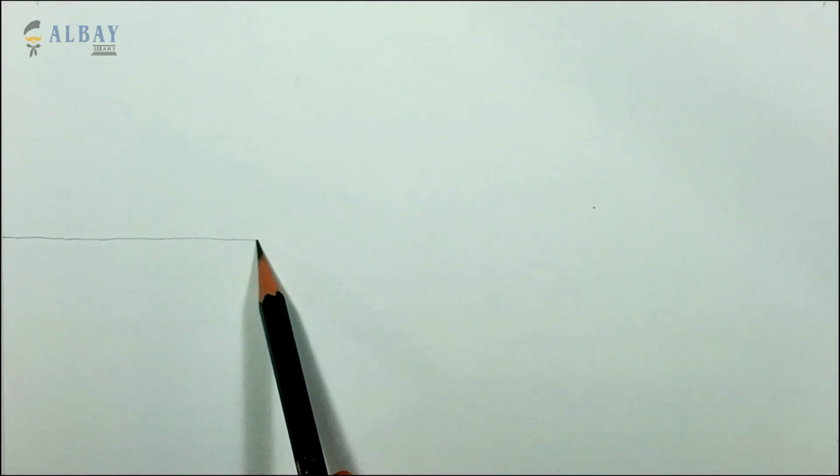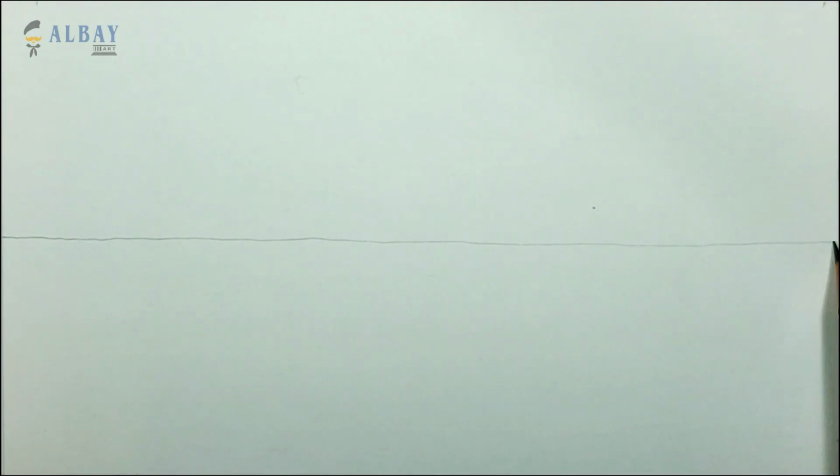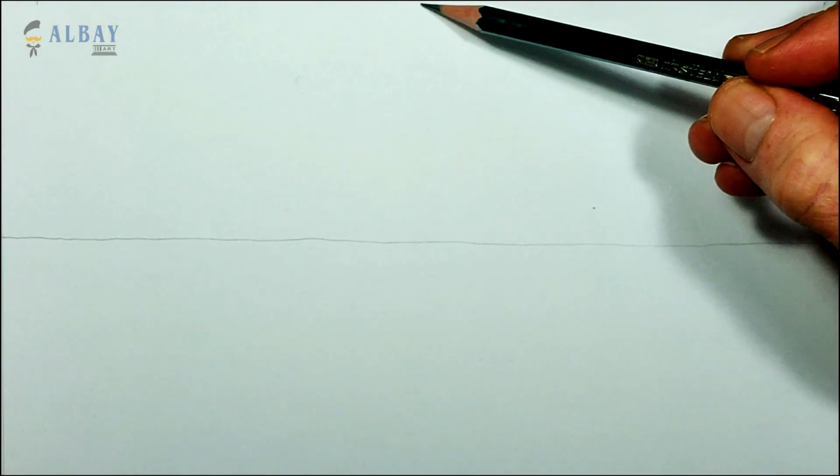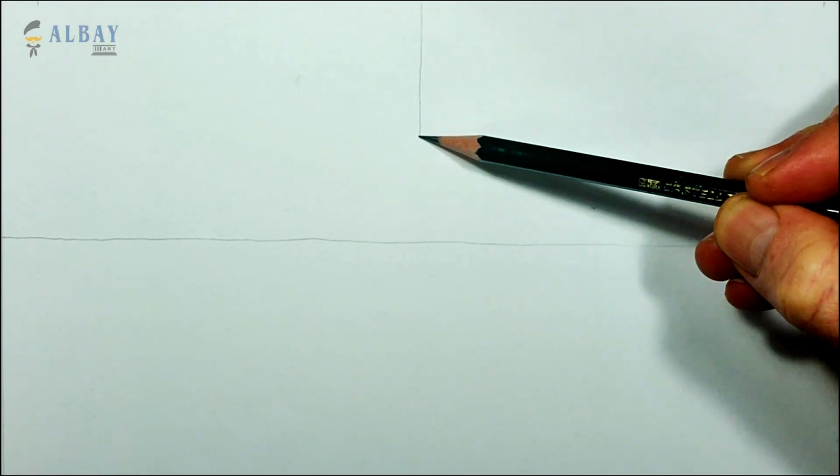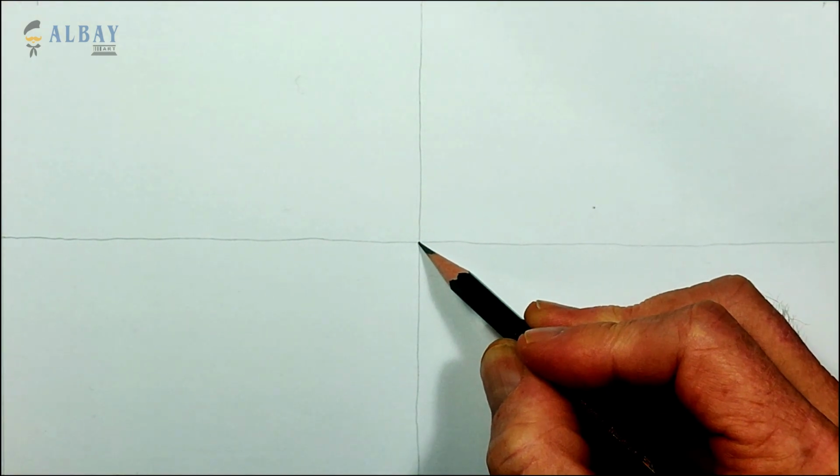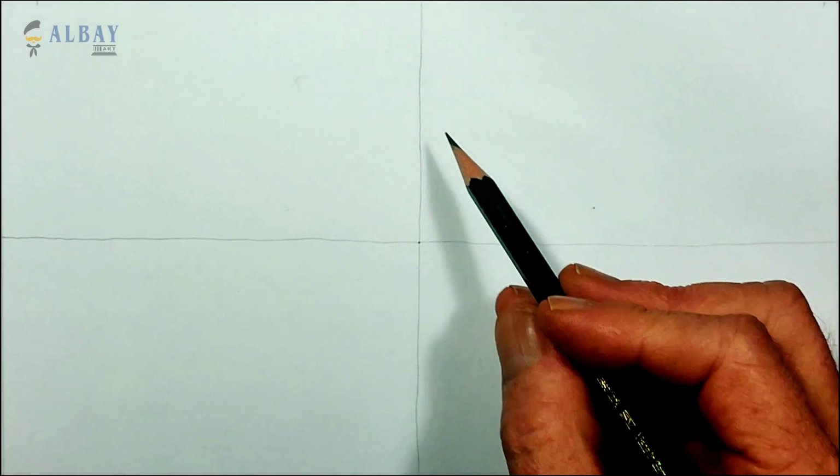I start by drawing the horizon line. Then I draw a vertical line. And this is the vanishing point we will use in the drawing. Now please pay attention, this is important.